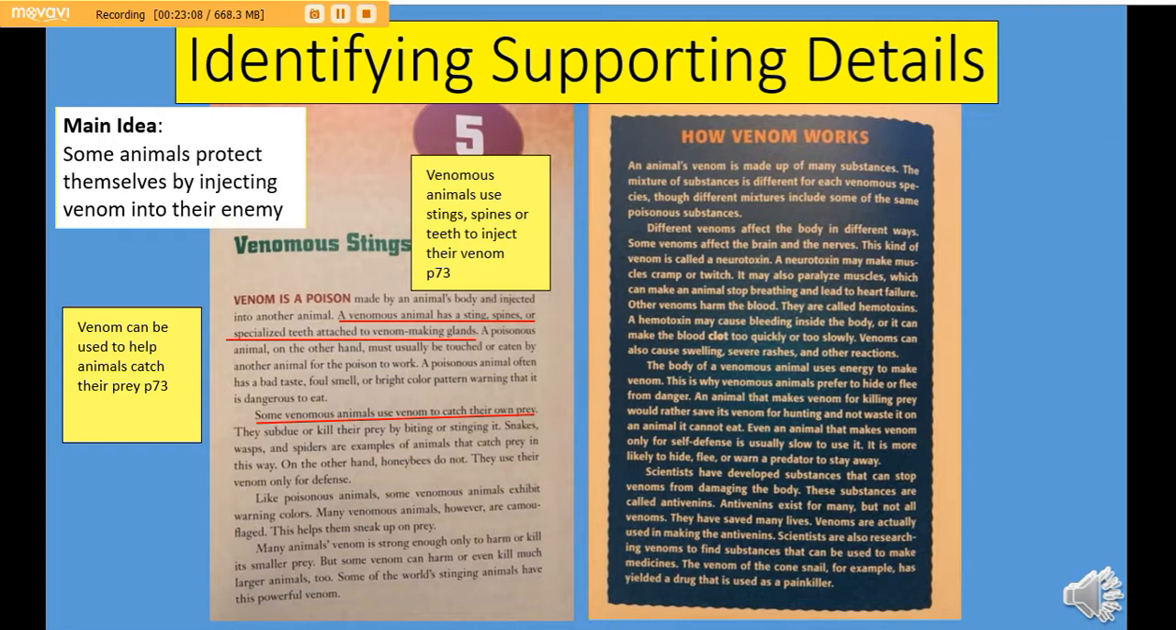In paragraph 3, I read that, like poisonous animals, some venomous animals exhibit warning colors. I'm going to underline that in the text, and on my Post-it note, I will paraphrase and I'll say, some venomous animals also have warning colors, found on page 73.